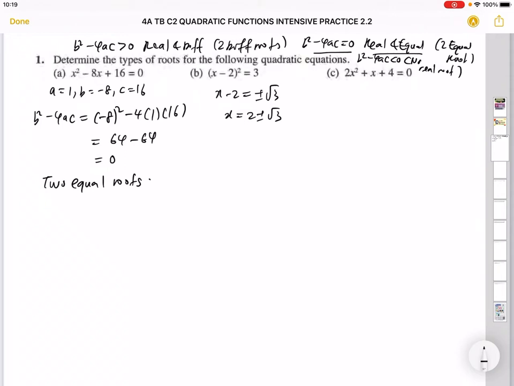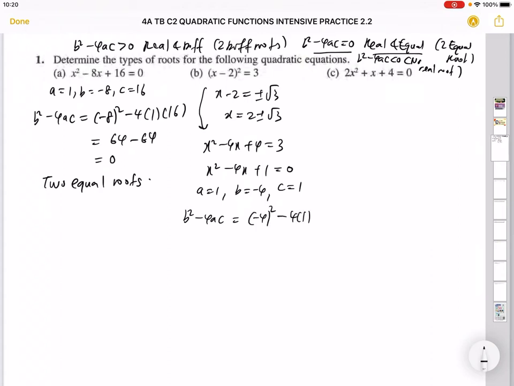But if you want to show using b squared minus 4ac, we can expand it and write x squared minus 4x plus 4 equals 3, x squared minus 4x plus 1 equals 0. My a is 1, my b is -4, my c is 1. By using b squared minus 4ac, I can find the type of root. It's 16 minus 4, which is 12. Now notice the value is more than 0, so we have two different roots.